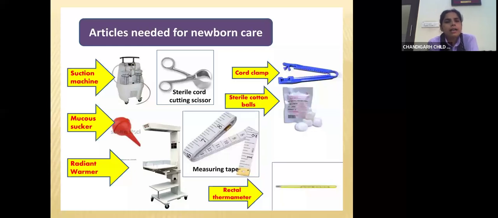Then this image shows the articles needed for newborn care. First of all, a suction machine or mucus sucker for suctioning the baby and aspirating the amniotic fluid and meconium, a radiant warmer to prevent the baby from hypothermia, and a sterile cord cutting scissor, which helps to cut the cord. Another is a cord clamp, sterilized cotton balls to wipe the secretions of the baby, and a measuring tape.